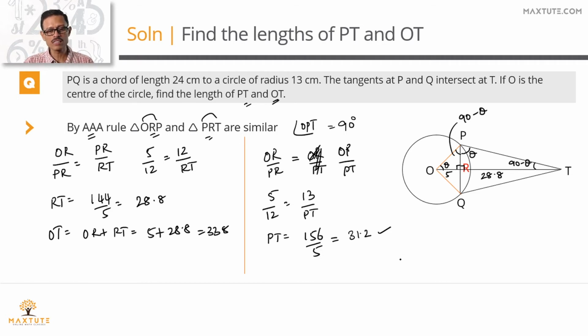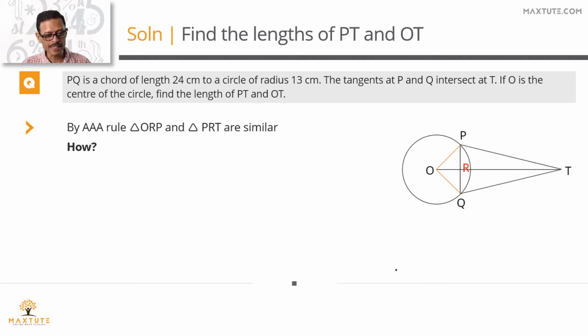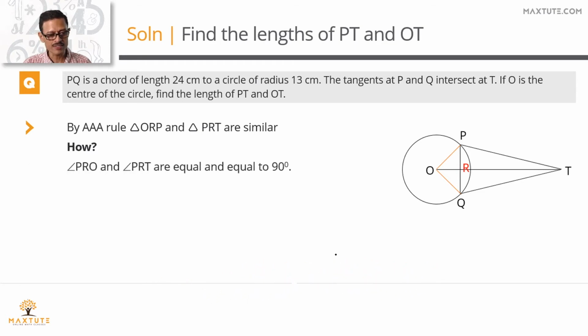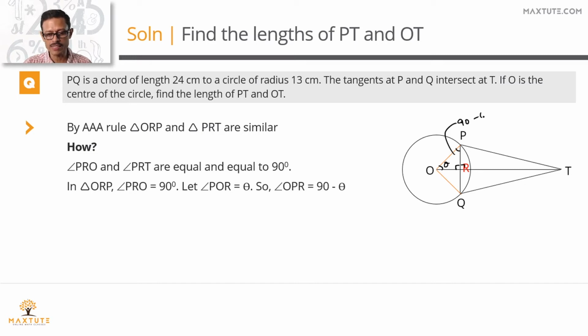Let's quickly summarize all this discussion in a printed form. Let's start by establishing how these two triangles are similar triangles. In triangles PRO and PRT, these two angles are equal to 90 degrees. I'm going to assign the value of angle POR to be equal to theta. If this angle is equal to theta, then OPR, the balance, is going to be 90 minus theta. Now, because OPT is equal to 90 degrees, angle TPR will be equal to theta.